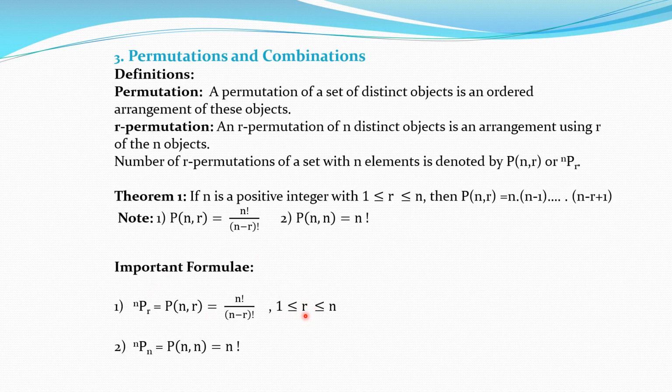Now the condition on r is 1 less than or equal to r less than or equal to n, because n different objects are there. So for arrangement we can take at a time 1 or maximum n objects. So it is 1 less than or equal to r less than or equal to n.